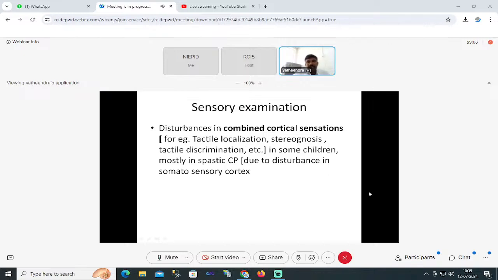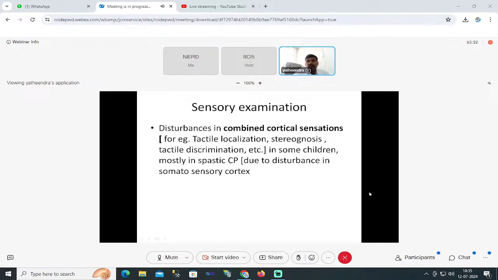Particularly the cortical sensations, as I mentioned in the slide, are tactile localization, stereognosis, and tactile discrimination. Tactile localization means if you take any sensory object, like a brush, and touch whichever body part, the child or the client has to identify the location of that touch. That is called tactile localization.